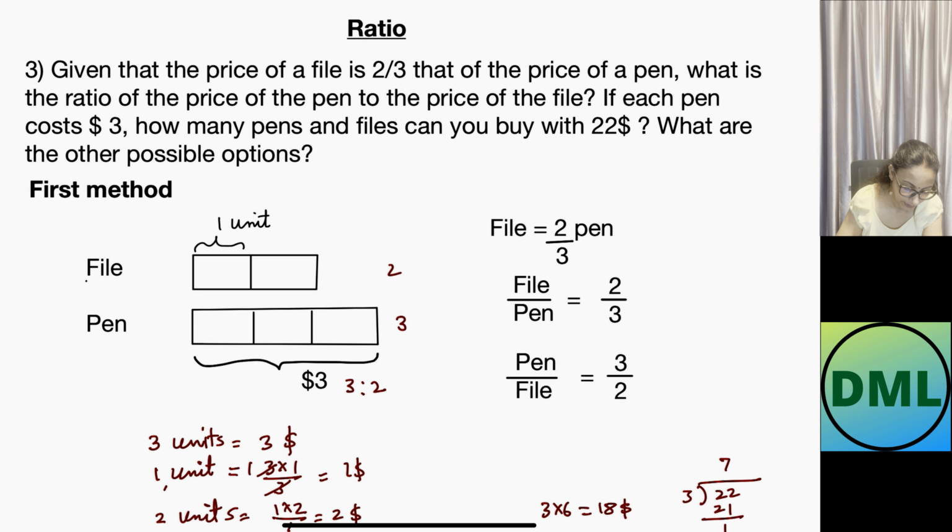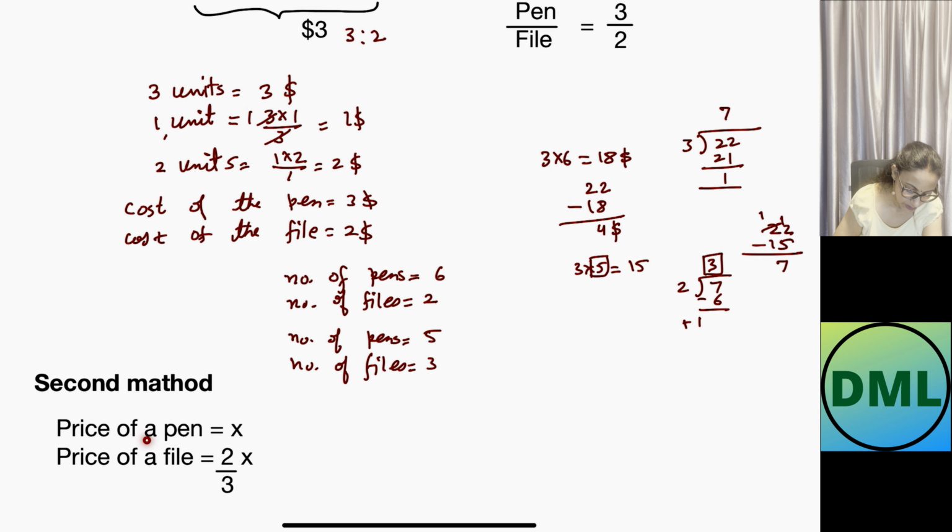It shows you that the number of files is 2/3 of the number of pens. In this case, we have to suppose the price of the pen. We are supposing that the price of the pen is X dollars. So the price of the file will be 2/3 of X. It shows you that each pen costs $3. That means X value is $3.